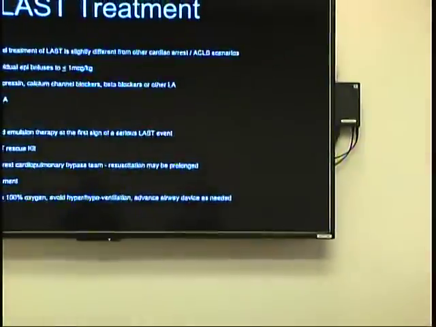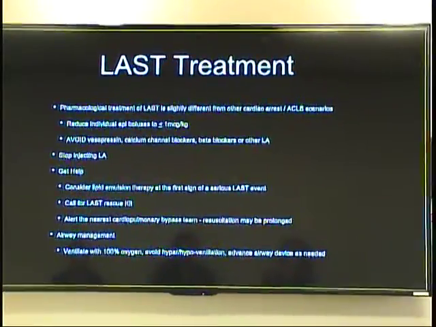Get help. Consider lipid emulsion therapy at the first sign of a serious LAST event. What's a serious LAST event? That's a good question. I think that becomes a judgment issue, like where is the patient's baseline? Are we seeing CNS issues, or are we seeing anything on the monitor that's changing? Anytime you're considering CNS changes, also look at the monitor.